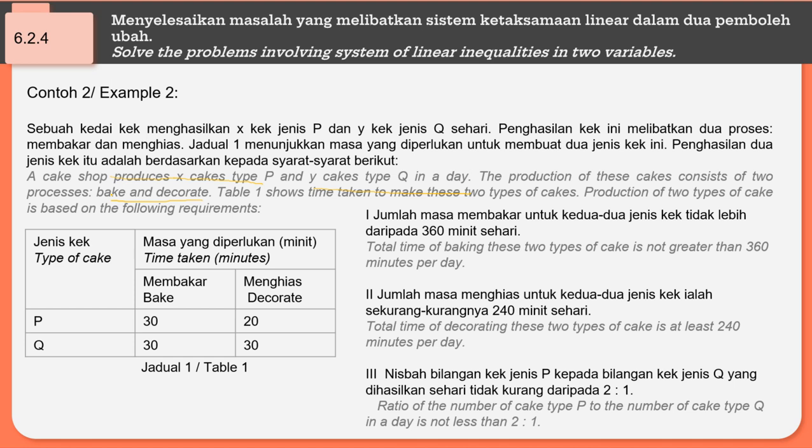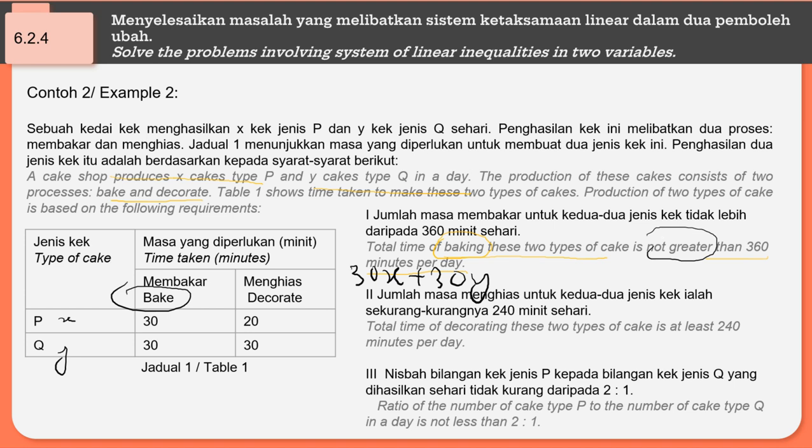Alright, so the first one: the total time of baking these 2 types of cake is not greater than 360 minutes per day. So we are looking for the baking. So where is the baking? Okay, here is the baking. P is X, Q is Y according to the question. So for bake we have 30X plus 30Y, not greater than 360 minutes.